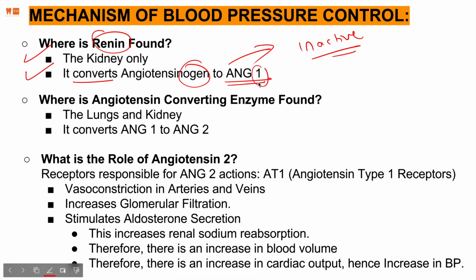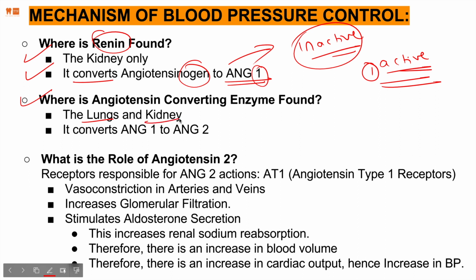Angiotensin 1 is the first model of an active angiotensin. Okay, so angiotensinogen 2, first active molecule, which is angiotensin. Okay, where is angiotensin converting enzyme found? It's found in the lungs and in the kidneys. It converts the first model of angiotensin to the second model of angiotensin. Okay, first model to second active model.